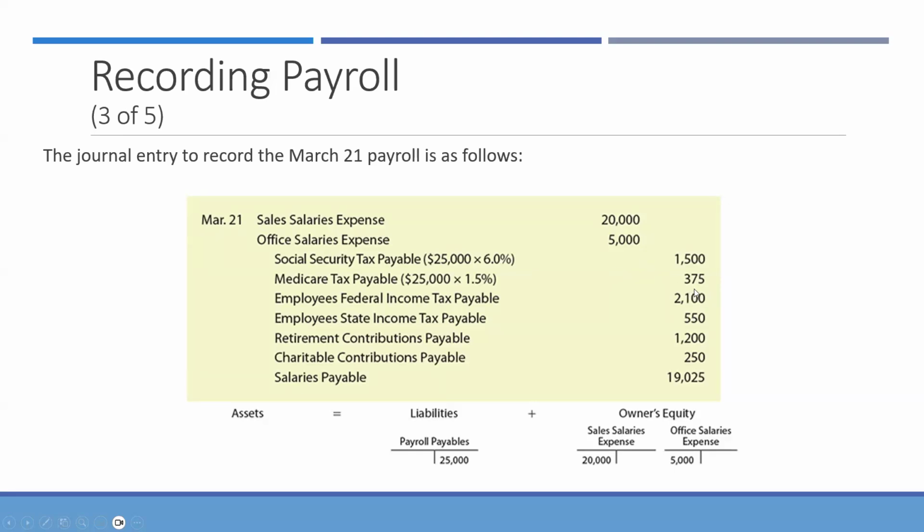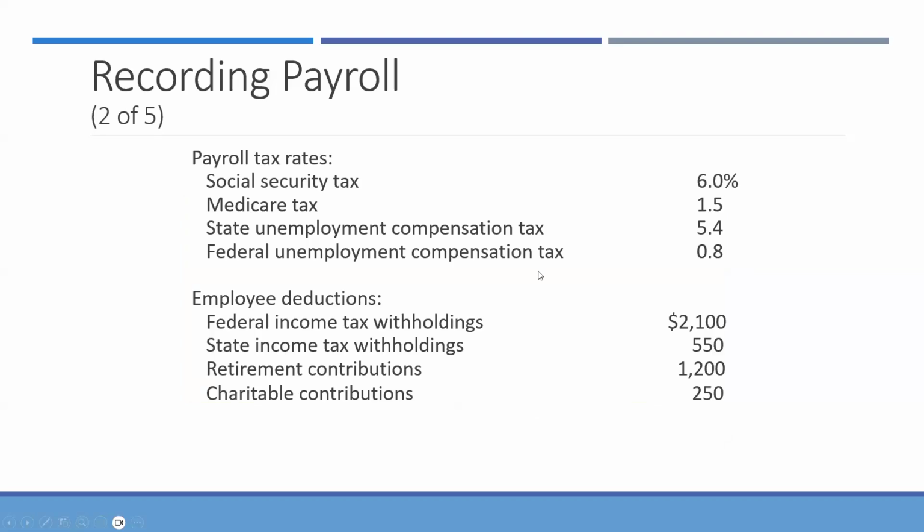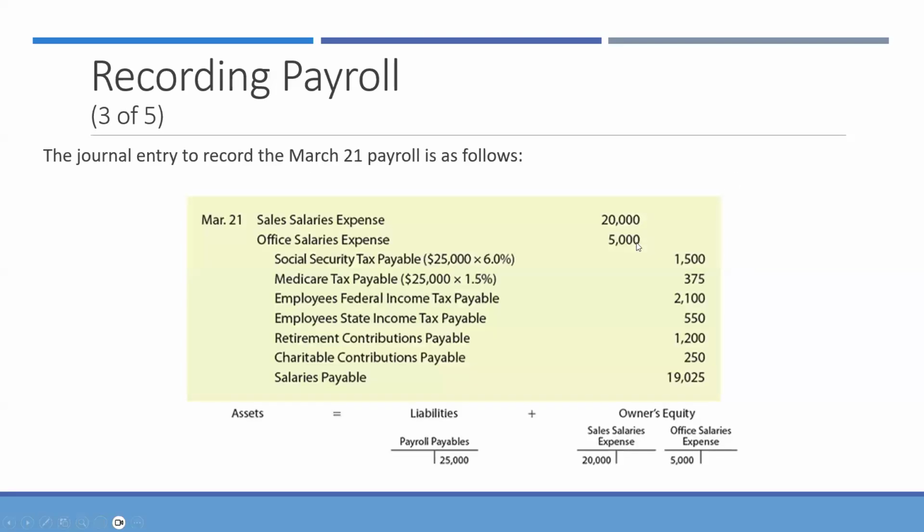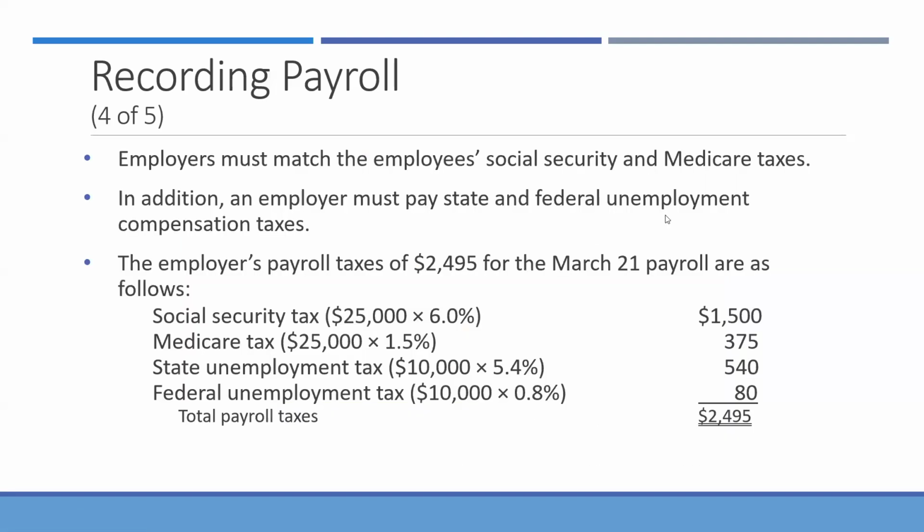Medicare tax payable is $375, which is 25,000 times 1.5%, and then times 6%, we get 1,500 Social Security tax. Note that we're not including the unemployment taxes because those are paid by the employer, not the employee. Calculating the state unemployment tax is $540 and the federal is $80. And then this is also the employer portion of Social Security tax, that's $1,500. The employer portion of Medicare, that's $375. And so the total payroll taxes paid by the employer is $2,495.